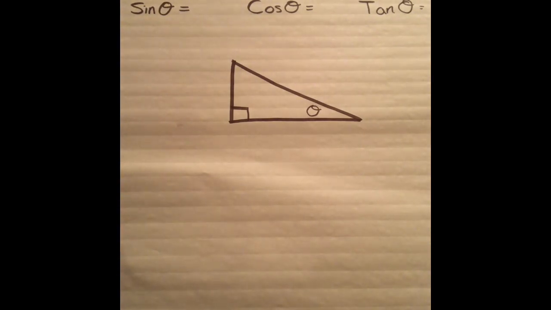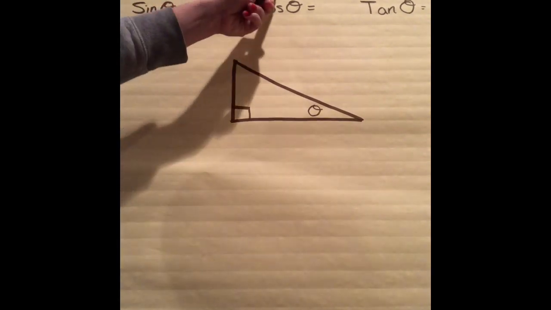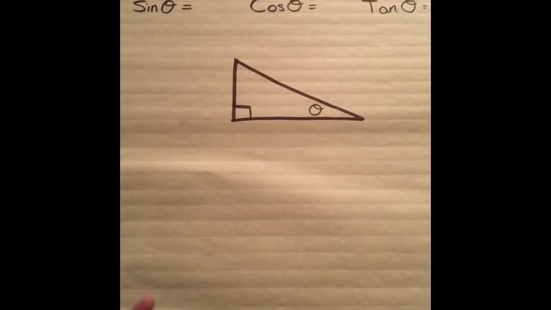And we're going to start with SOHCAHTOA. If you notice, we have these letters O and H, A and H, O and A. So I'm going to show you what those letters mean. So let's start with a right triangle. This whole lesson is going to be based on right triangles.